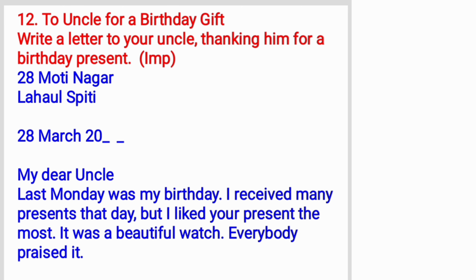Next question. Write a letter to your uncle thanking him for a birthday present. This is an important question. First of all, write the sender's address like this: 28 Moti Nagar, Lahaul Spiti. Then leave one line. Then write 28 March 2000. Then write year. Then leave one line again. Then write My dear uncle, last Monday was my birthday. I received many presents that day, but I liked your present the most. It was a beautiful watch.